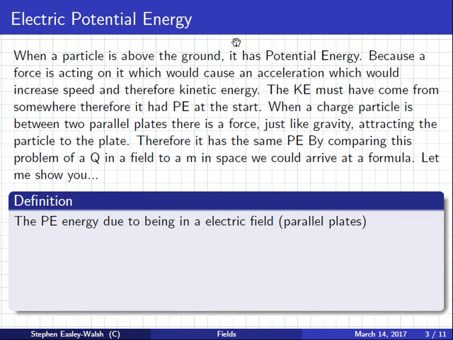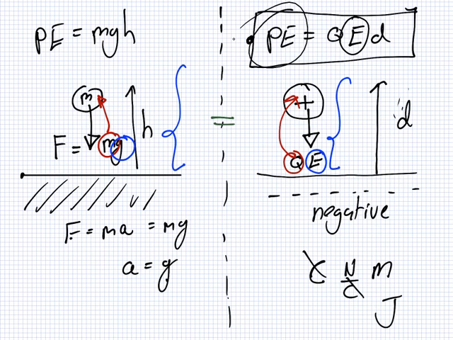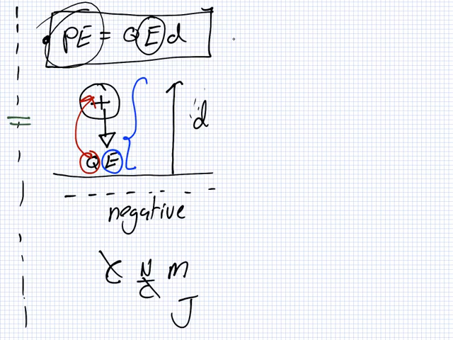Right. The potential energy due to being in an electric field is given by... Now before I go on, there is another way to write this formula. What is the formula for E between the plates? V over D. So this is Q V over D times D, which is QV.